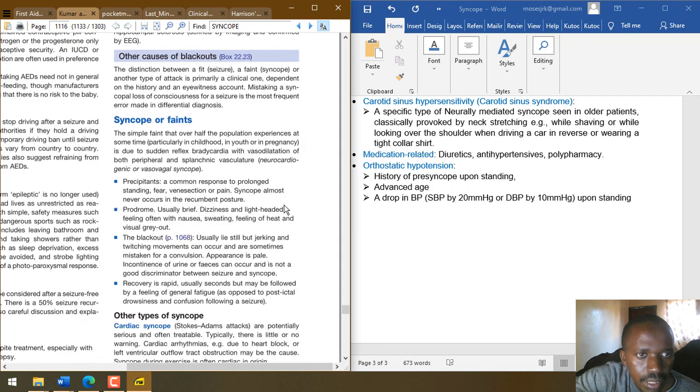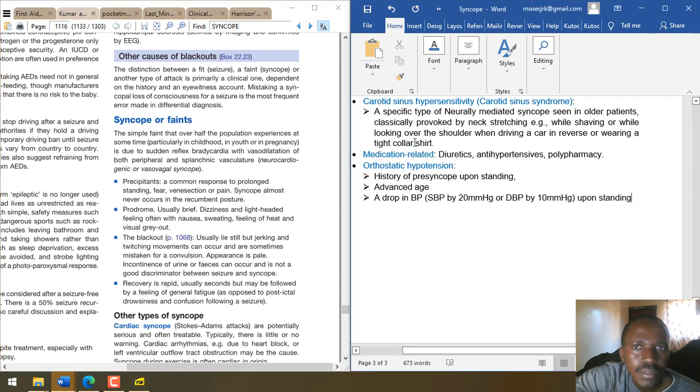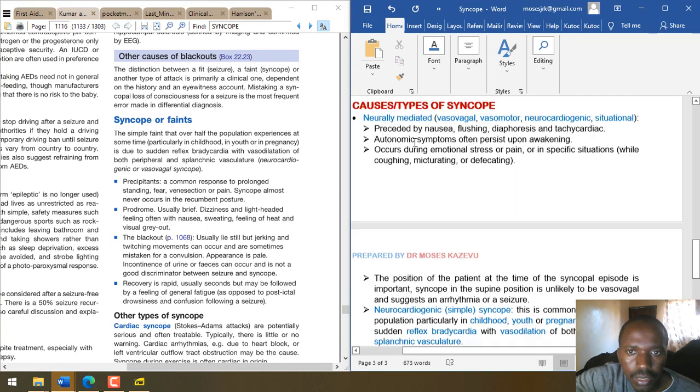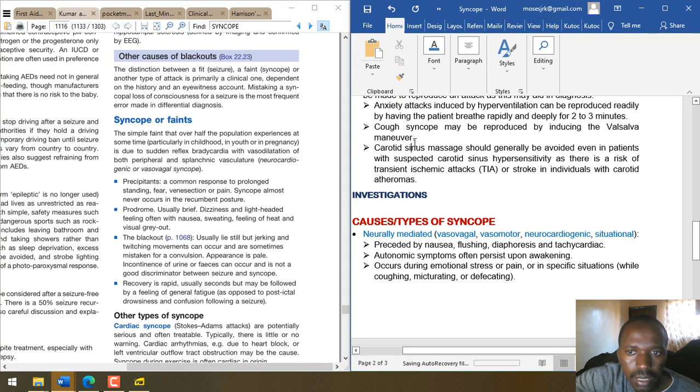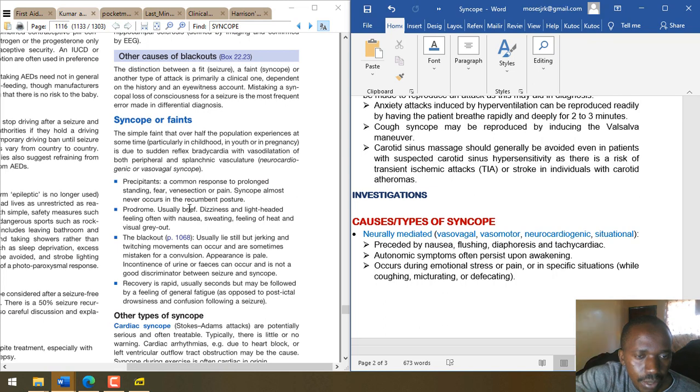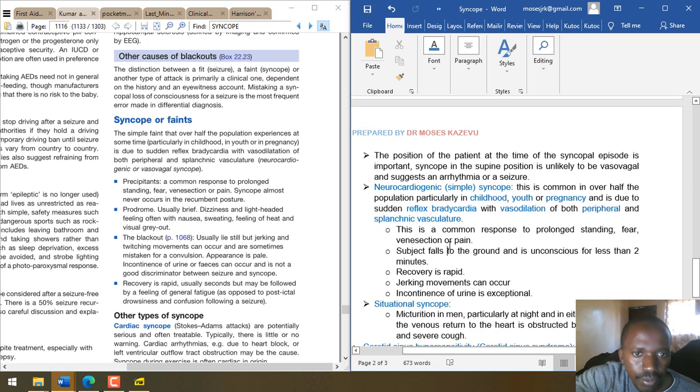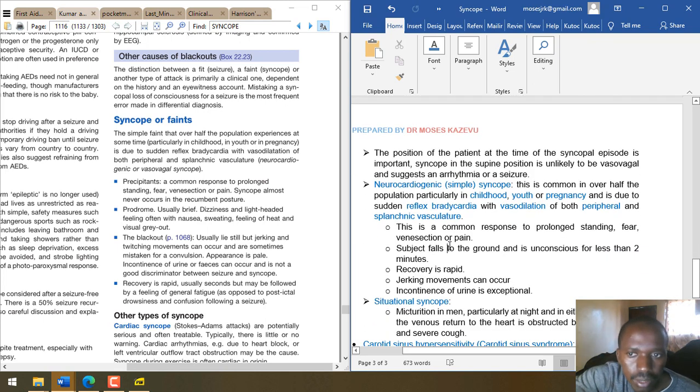So the simple faint, over half the population. Okay, so this is a vascular one. So this is neurocardiogenic or vasovagal syncope. It's pretty much talking about similar mechanisms of action. Yeah, I think I alluded to that. So the precipitants are those we talked about. So the prodrome is usually brief.